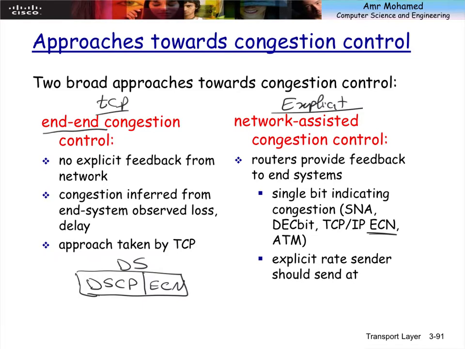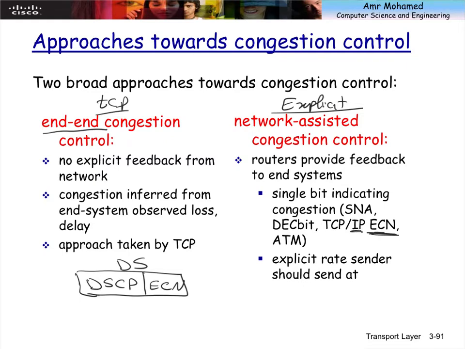Seems systematic. However, on the internet, it's not done. And this functionality has never been used in the internet. And today we'll learn why. Why was this never implemented in the internet? So that's why TCP does not actually use any kind of explicit congestion notification. It does not support that at all.